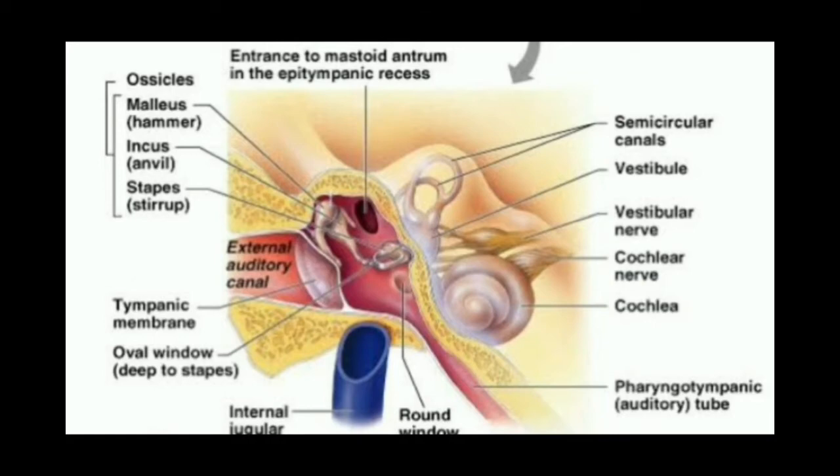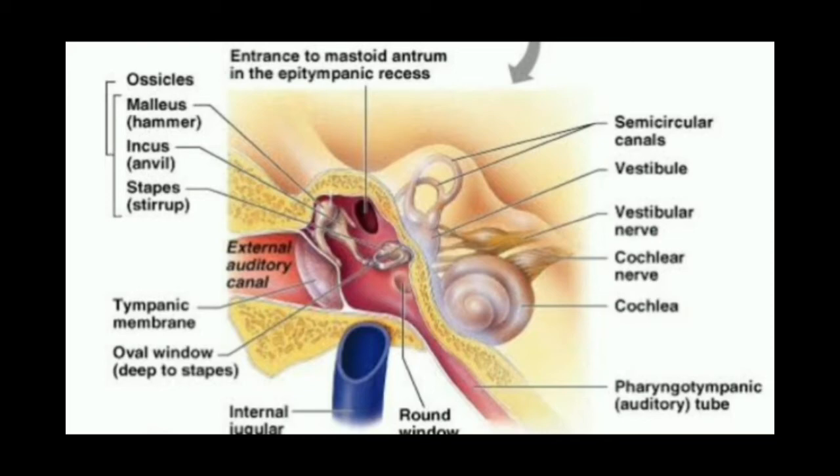The lateral wall is closed by the tympanic membrane. It separates the middle ear from the outer ear. The medial wall separates the middle ear from the inner ear. It has 2 openings. The above is the oval window and below is the round window. The roof of the middle ear is formed by the tegmen tympani, separating it from the middle cranial fossa.